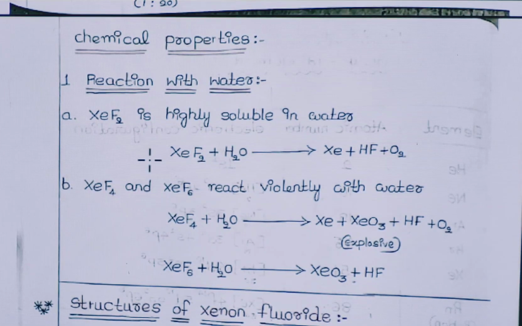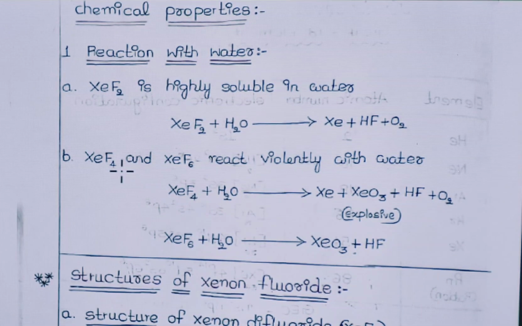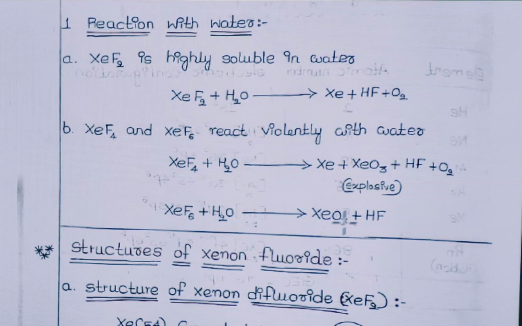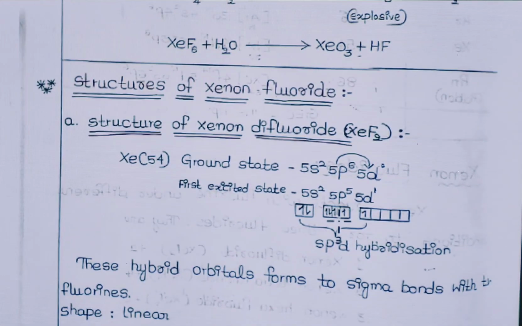Now we are going to understand the chemical properties of xenon fluorides. Reaction with water: XeF2 is highly soluble in water, so XeF2 plus H2O gives Xe plus hydrogen fluoride plus oxygen. Xenon tetrafluoride and xenon hexafluoride react violently with water. When xenon tetrafluoride reacts with water, XeO3, xenon trioxide, is formed. This has explosive nature. Xenon hexafluoride also reacts with water and gives xenon trioxide, XeO3.